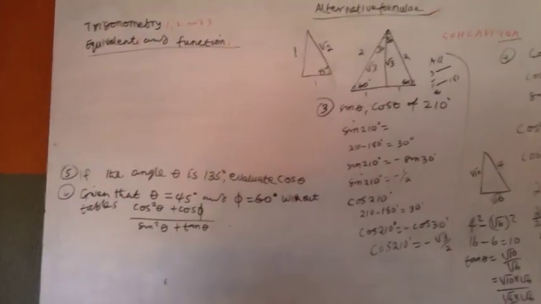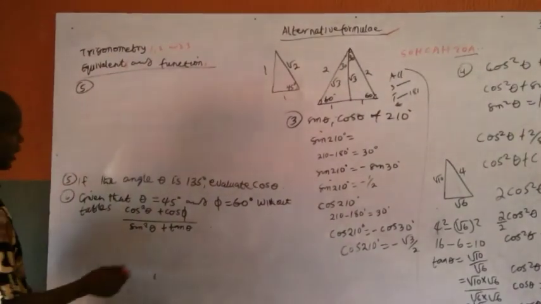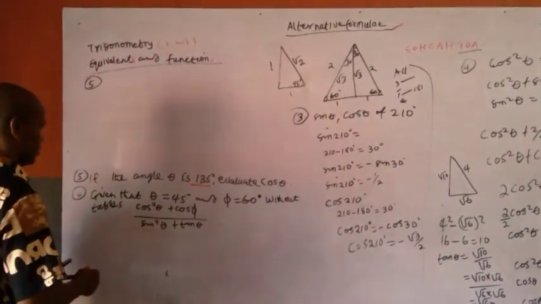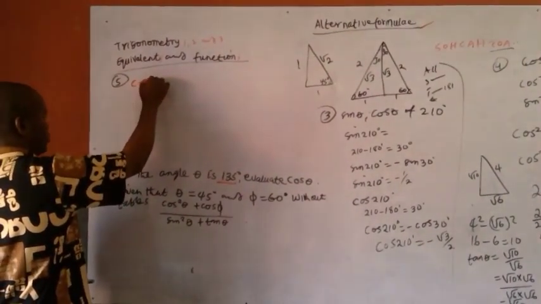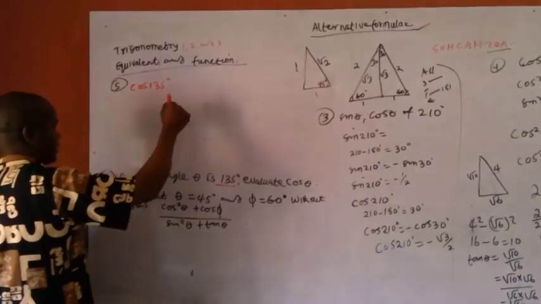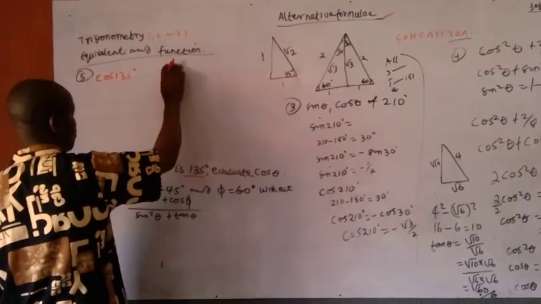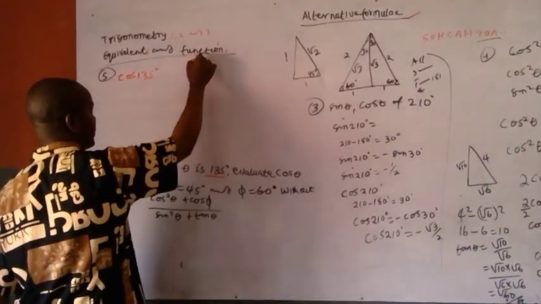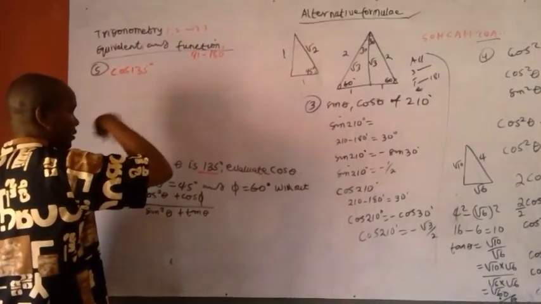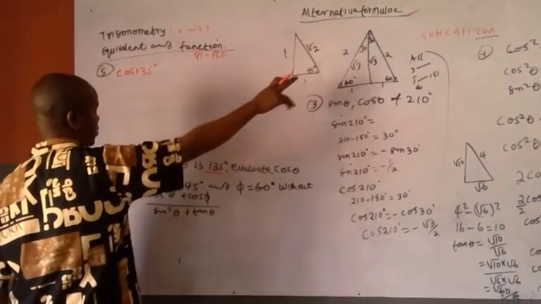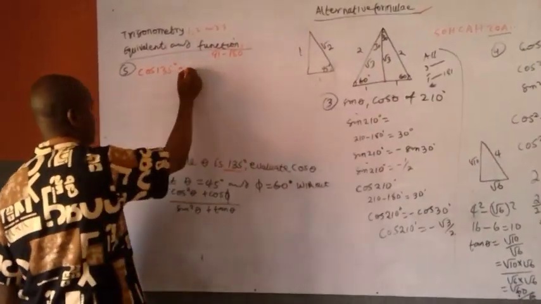Let's take the next number, number 5. The angle theta is this. You are asked to evaluate that. Okay, so if you are asked to evaluate cos 135, don't forget that this angle here falls in the second quadrant because it's within the range of 91 to 180. And then in the second quadrant, cos is negative. Don't forget, All Students T up.